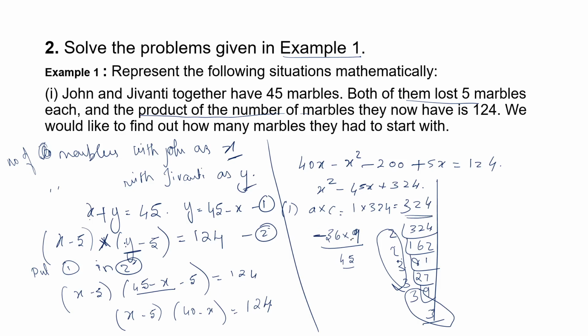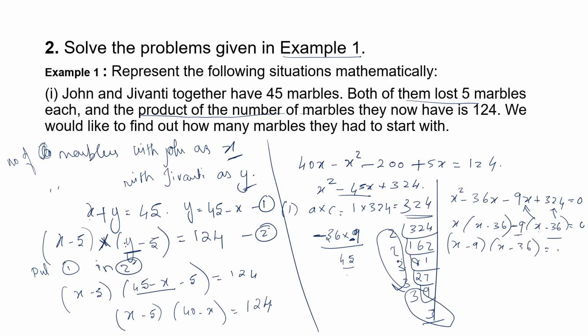So I will take both as minus because we need minus 45x here. Okay, so the factors are minus 36 and minus 9. So x square minus 36x minus 9x plus 324 equal to 0. So x into (x minus 36), and here also I take the same (x minus 36). What is remaining here? Minus 9. Minus 9 into x, you will get this term. Minus 9 into this, you will get this term. So (x minus 9) into (x minus 36). So x is equal to 9 or 36.